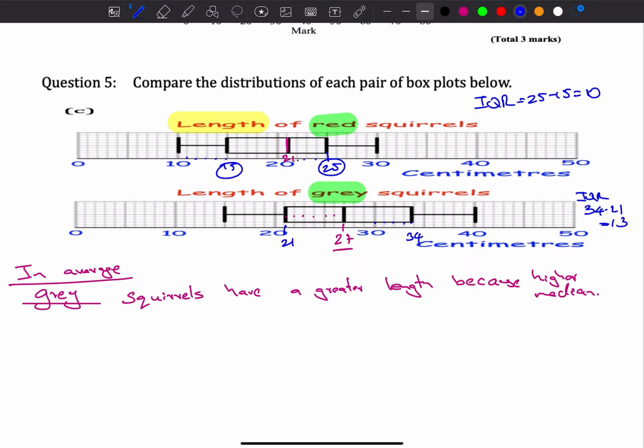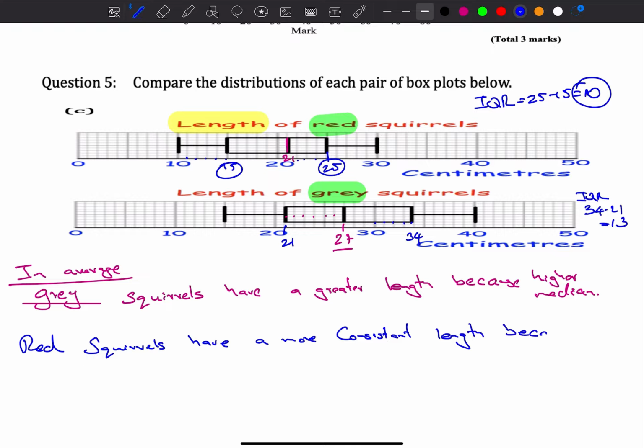And which number? You don't want a higher number in this case, you want a lower number. So 10 instead of 13. So you want 10. So who is it? Red squirrels have a more consistent length because they have a smaller interquartile range.